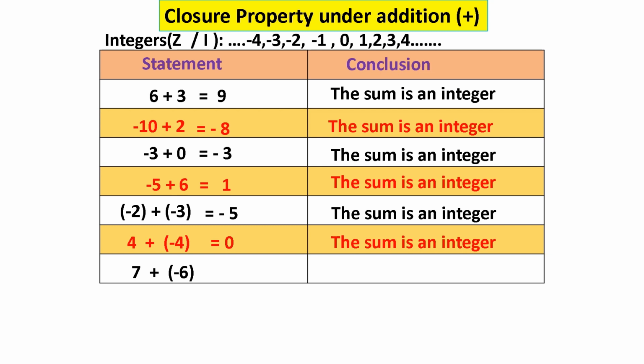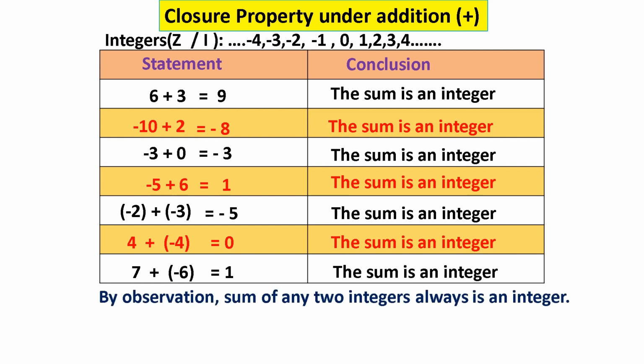Now 7 plus minus 6, we get plus 1. So 7 is an integer, minus 6 is an integer. This sum is 1. 1 is also an integer. So the sum is an integer.